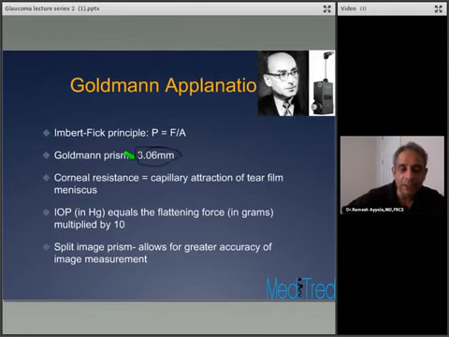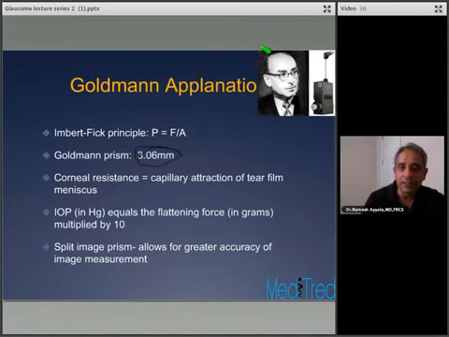And that's the reason why he came out with this particular diameter. Intraocular pressure in millimeters equals the flattening force in grams multiplied by 10. And that's the reason why this technique is so simple and has become so popular in use. The split image prism allows for greater accuracy of image measurement.